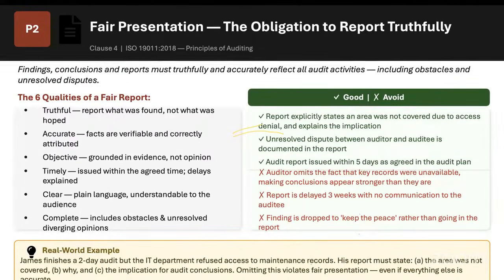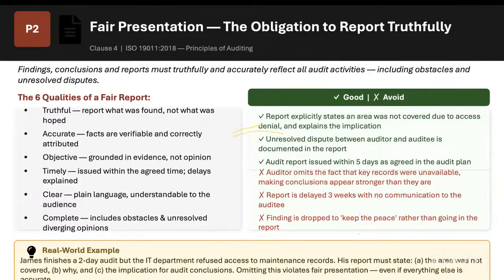So as per the principle of fair presentation, it is important that the report explicitly states when an area was not covered due to access denied, and explains the implication. For example: I was not granted access to a maintenance record. Hence, I could not validate if the maintenance procedure was carried out appropriately.